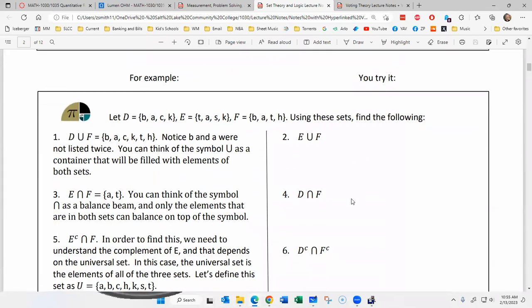In set theory, this is the union. And the union, like E and F both contribute everything they have to the union. So E contributes T-A-S-K, and F contributes B. A is already done, T is already done, and also H. You don't double list something. So it's a union. It's a combination of everything.